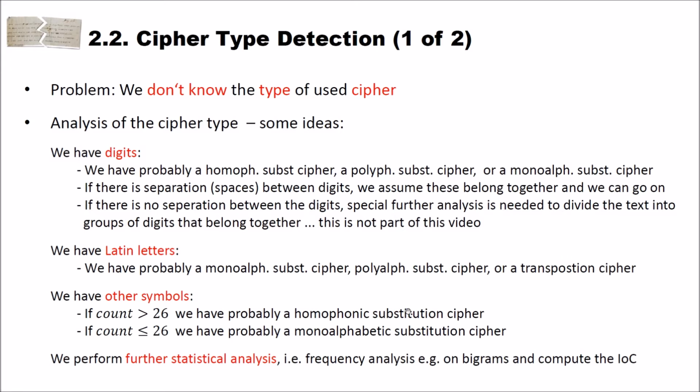So what you would do then is you make your transcription for each of these special symbols. You take another ASCII symbol, and in the end then, when you have your transcription with, for instance, 40 or 50 different ASCII symbols, you could use a homophonic substitution analyzer in CrypTool 2. But if the count is below 26, we have probably a monoalphabetic substitution cipher. And then you use your transcription with the monoalphabetic substitution analyzer. And after these 3 different analysis possibilities, we perform further statistical analysis. For instance, frequency analysis on bigrams, or we compute the index of coincidence.